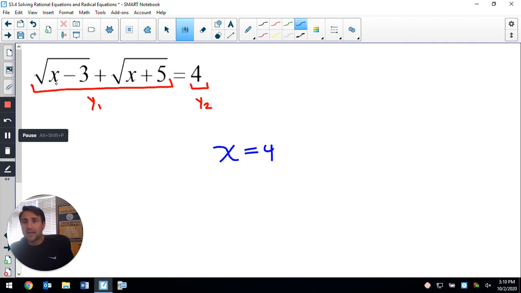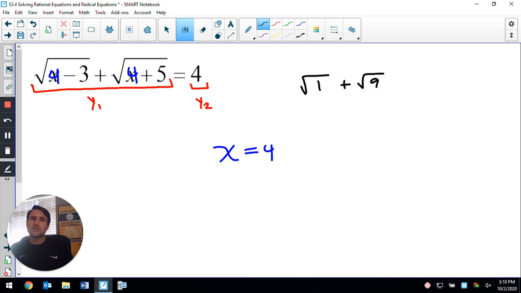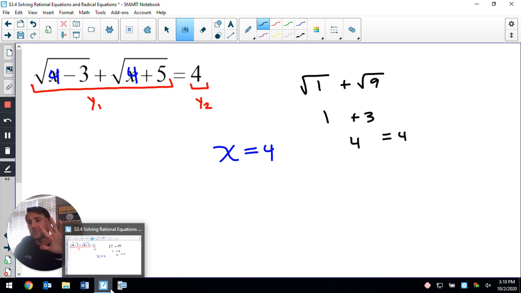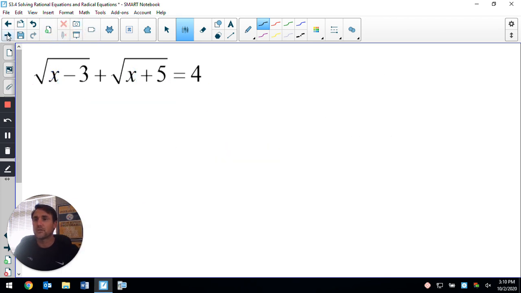You can plug it back in to check it out. It will work, right? 4 minus 3 is 1, so we have the square root of 1. And then on the other side, 4 plus 5 is 9, so that's the square root of 9. And that does equal 4 on the other side, right? So calculator, type it in, use your calculate feature menu. Option 5 is for the intersection, and that should make it super easy on those, okay?